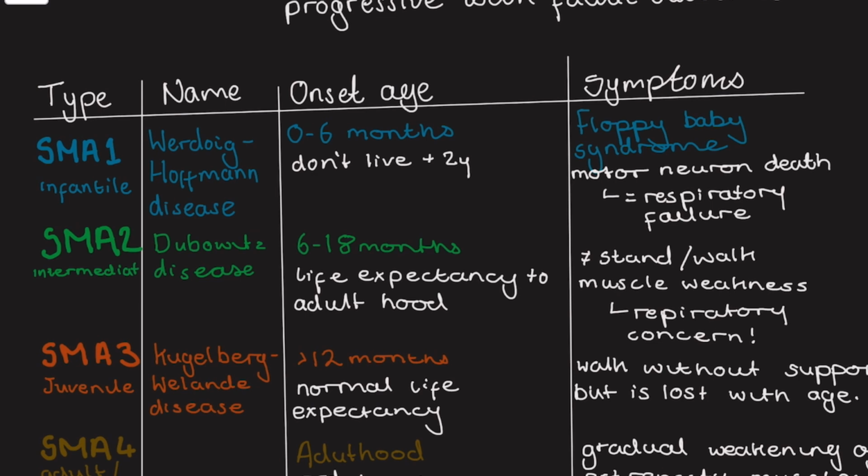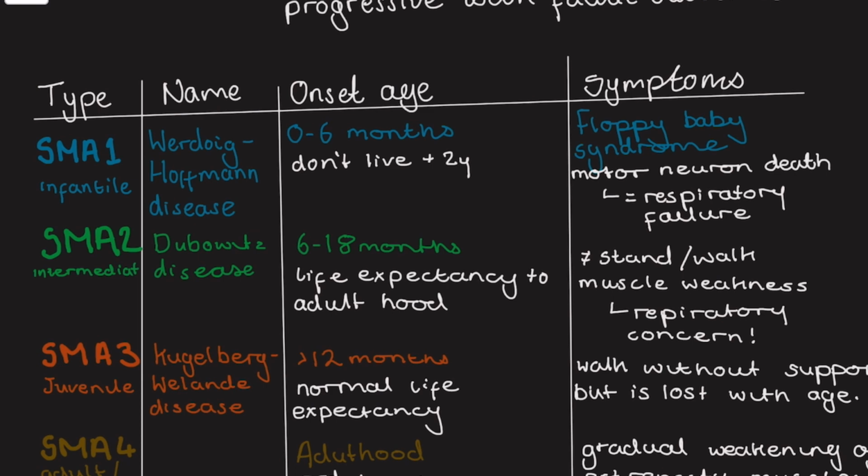The third type is SMA3, which is juvenile. This usually is noticed when the child's over the age of 1, but again results in a moderately normal life expectancy. Patients are usually able to walk without support for some time, although they may later lose the ability. But because of the strengthened muscles, there's less concern over respiratory failure.